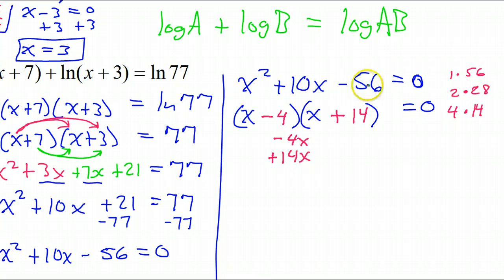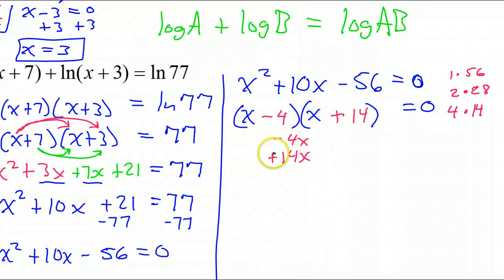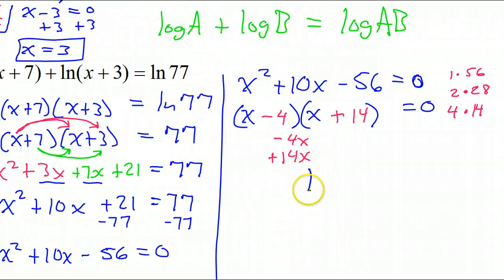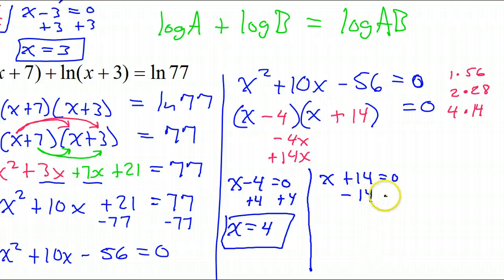One last thing. Do I get a negative 56? Does negative 4 times 14 equal a negative 56? And yeah, it does. Okay, negative 4 times 14 is negative 56. Alright, so that's how we know we have this right. So now it's time to go ahead and set these factors equal to 0. So in other words, x minus 4 equals 0 and x plus 14 equals 0. If we add 4 to both sides, I'm going to get x equals 4. If I subtract 14 from both sides, I get x equals negative 14.